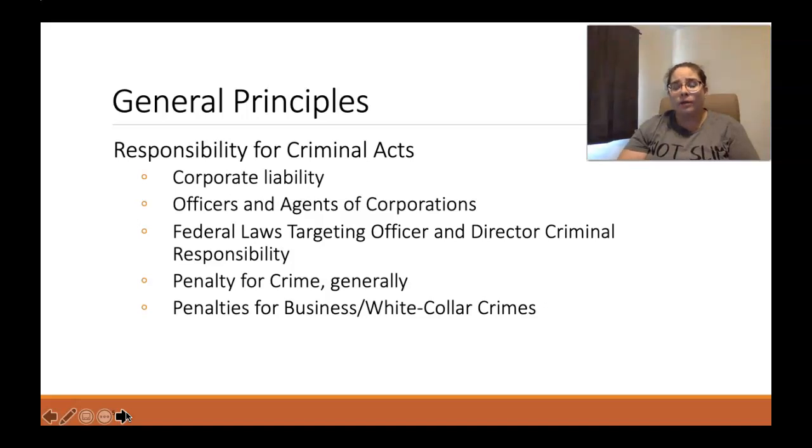Typically, our penalties for business or white-collar crimes will be a little bit different than the example that I gave you earlier of me running somebody over with my car. In business and white-collar crimes, there are some really neat penalties that can be assessed in ways that we don't assess them in blue-collar crime.